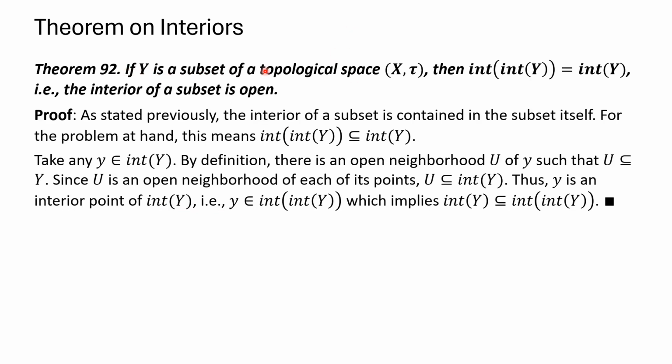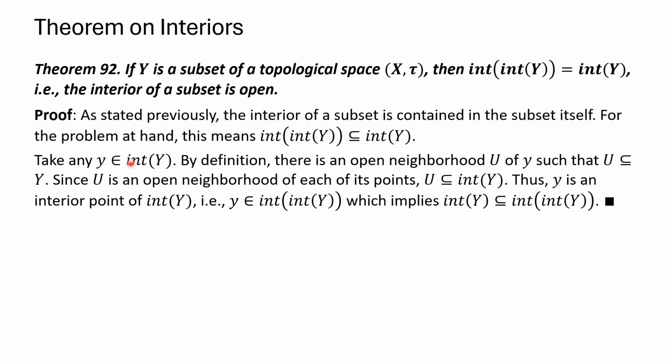If Y is a subset of a topological space X with topology tau, then the interior of the interior of Y equals the interior of Y. That may seem obvious, and you may recall that we had this very same statement for metric spaces. So let's look at a proof. As we mentioned before, the interior of any set is a subset of the set. So for what we're talking about here, we have the interior of the interior of Y is a subset of the interior of Y. We just need to show going in the opposite direction to show that these two are equal.